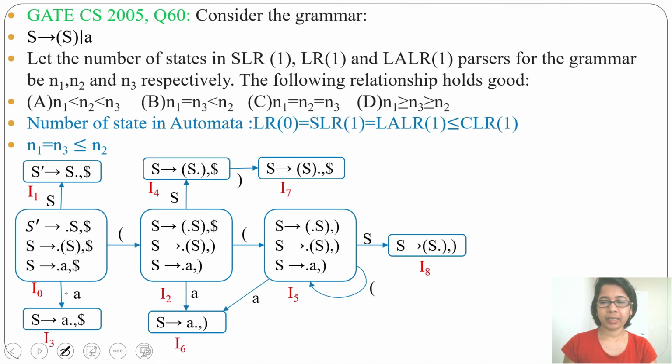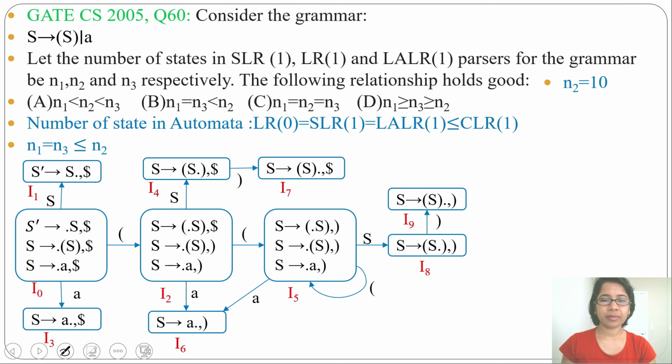Next check for I8. From I8 state by end bracket it will go to another state where the LR1 item will be S derive start bracket S end bracket dot and look ahead is end bracket. You can see this state and this state are the same, contain the same production, just look ahead is different. We constructed the LR1 automata. So how many states are there? There are 10 states. So N2 is 10.